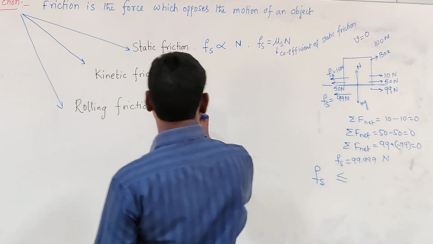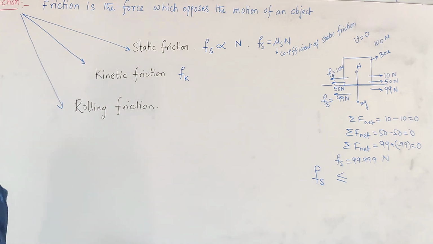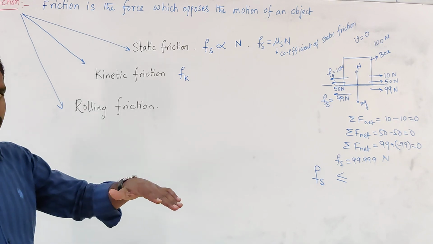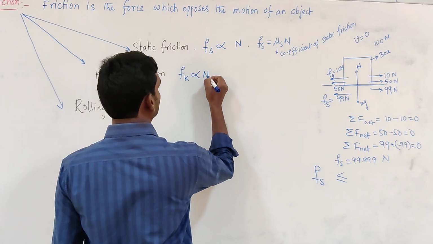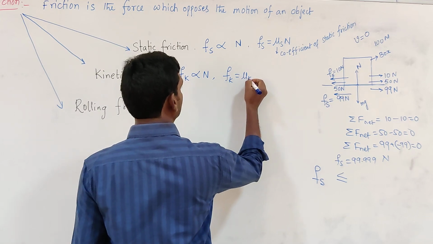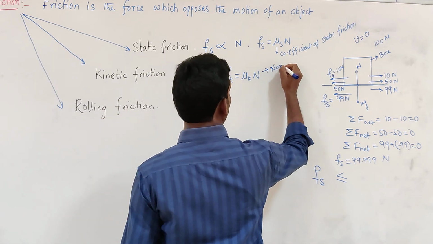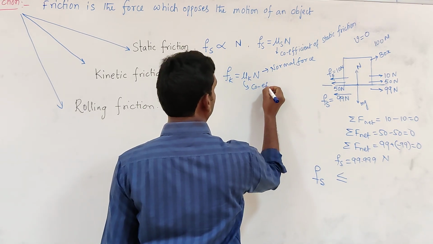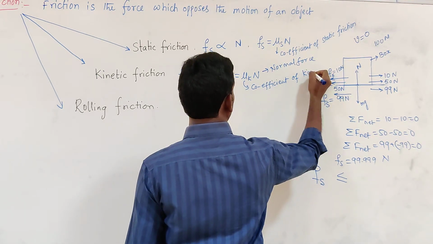Now similarly, when the body is in motion, kinetic friction comes into the picture. The frictional force exerted by the surface on the object when it is in motion is called kinetic friction. Kinetic friction is also proportional to N. So by removing the proportionality symbol, we will get some constant mu k into N. N is nothing but the normal force, and mu k is the coefficient of kinetic friction.